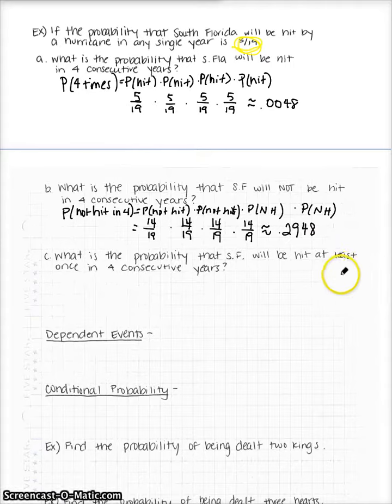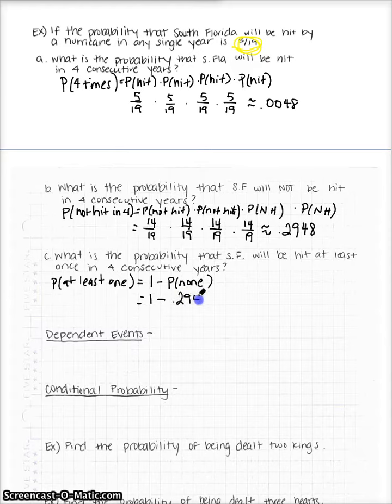What is the probability that South Florida will be hit in at least one of the 4 consecutive years? The probability of at least one is equal to 1 minus the probability of none. And in the context of this problem, what that's saying is that it would be 1 minus the probability that it's not hit in 4 consecutive years, which we just calculated in part B. So if I subtract, I get 0.7052.